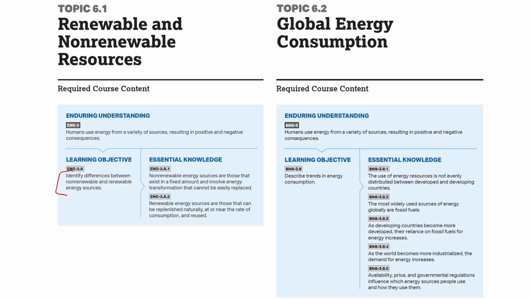And the enduring understanding for both of these is that humans use energy from a variety of sources, and we'll talk about all of those different sources, and they do result in both positive and negative consequences. Everything is kind of a give and take, and we're going to talk about the positive and negatives and see which of these energy resources the positives outweigh the negatives and which ones the negatives outweigh the positives.